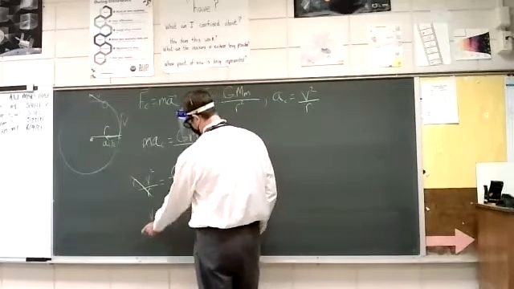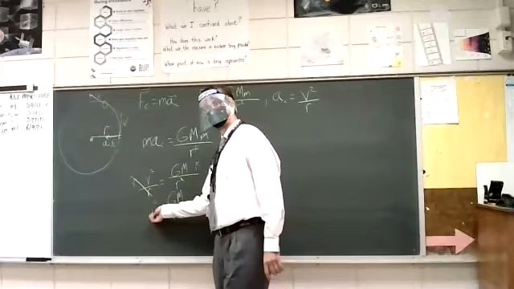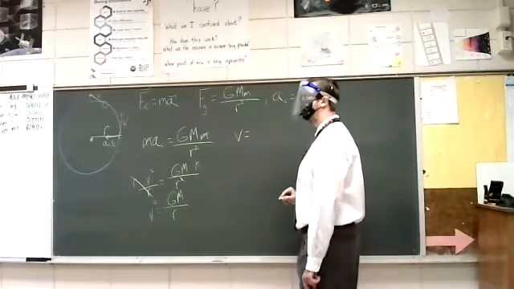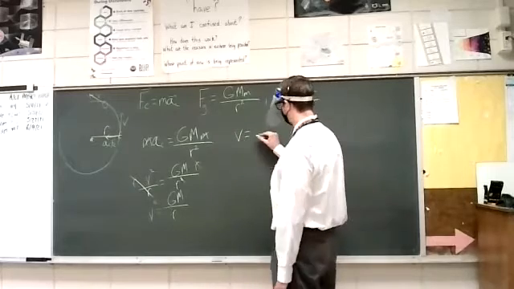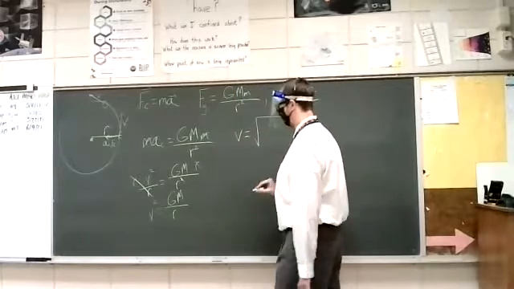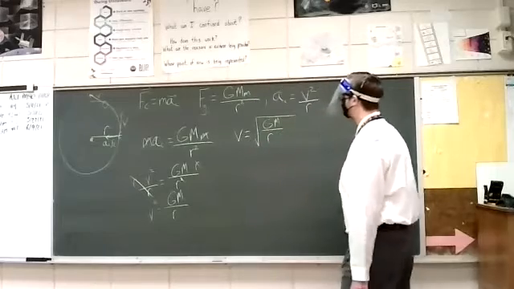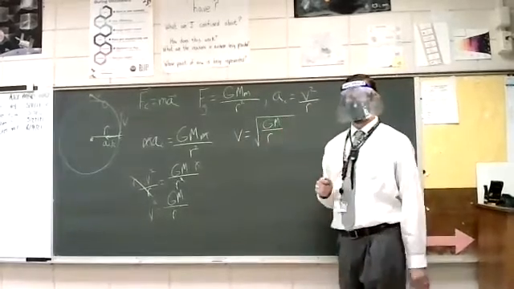How do we isolate v now? Look at v now. What does it equal? The root. This equation right here we call orbital velocity.